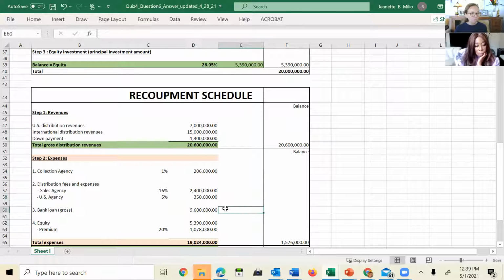So you just have to remember, when you have someone charging for US rights and someone charging for international, you have to charge it on the US and the international revenues separately, so you know how much you need to pay.